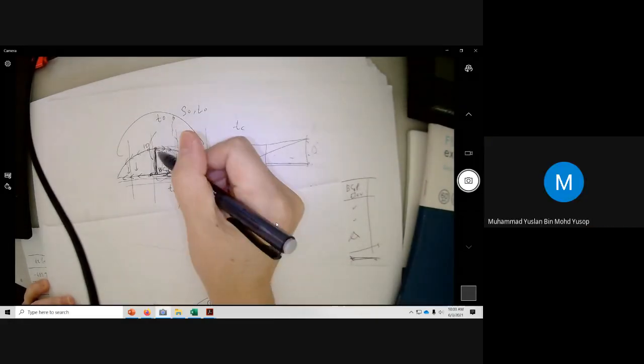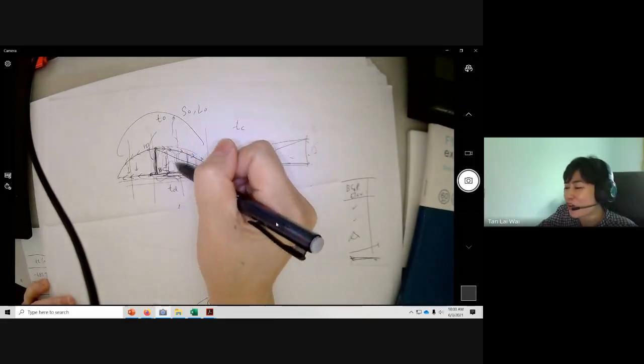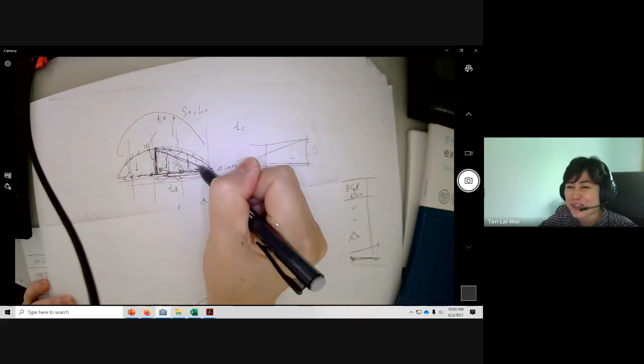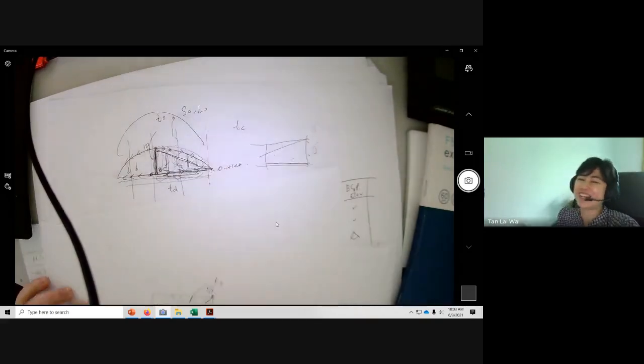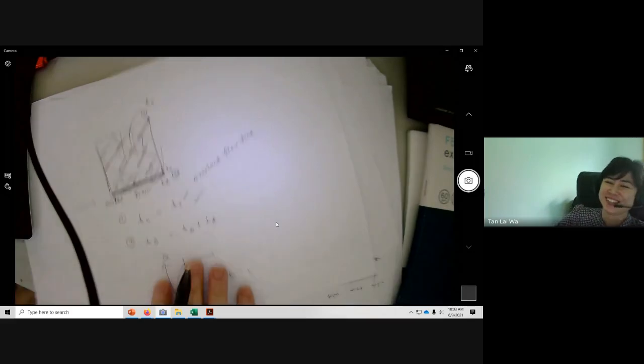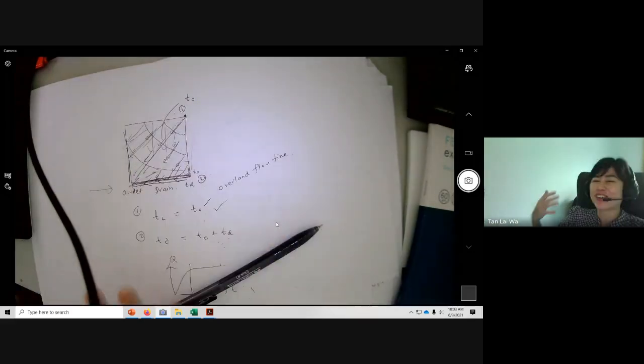Sebab ini kan, ini slope potong, tak mungkin dia mengalir macam ni. Baru saya cerita tadi kan. Nampak. Okey. Jadi you kena tengok kecerunan kawasannya tu.